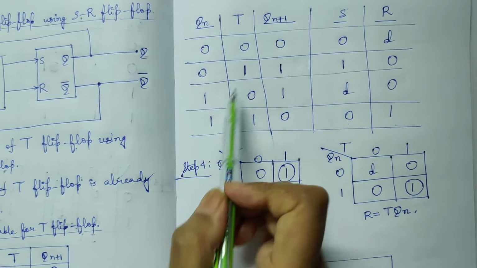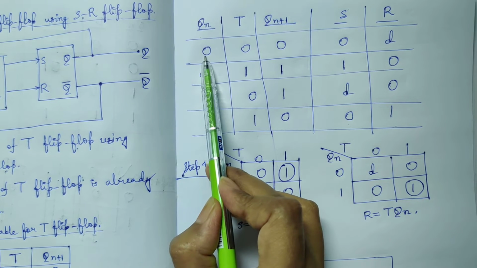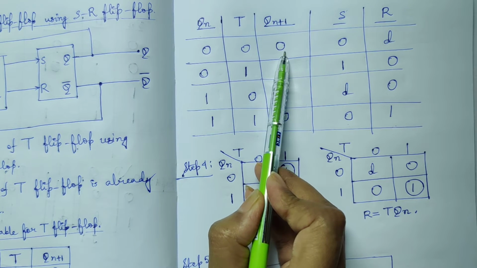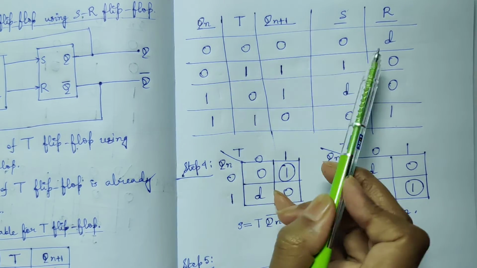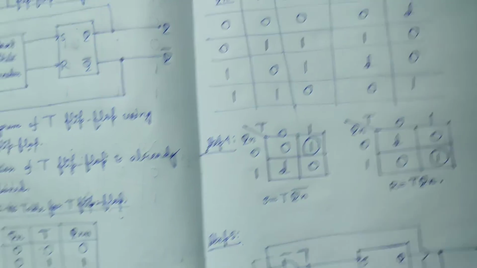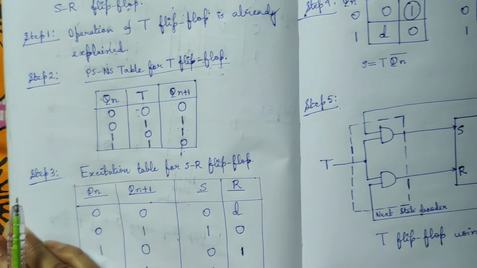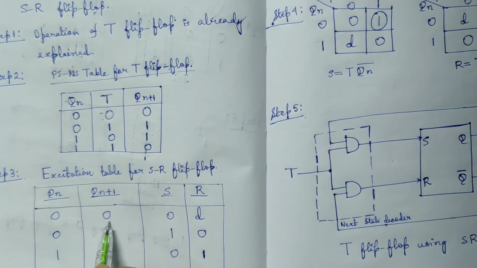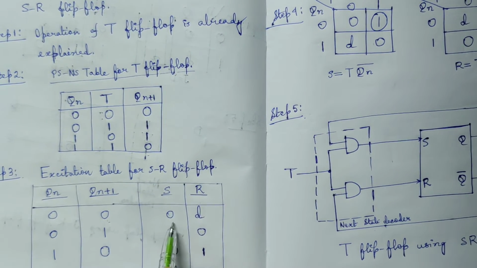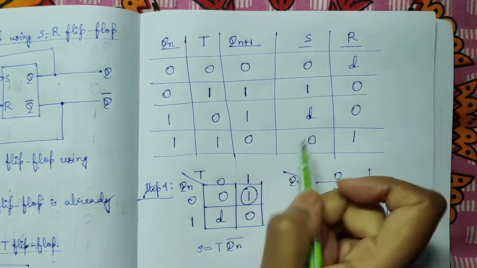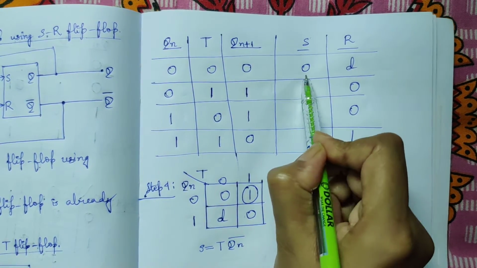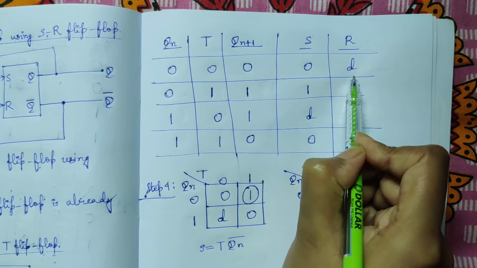Now when Qn is 0, Qn plus 1 is 0, and T is 0, we have to find the values of S and R from the excitation table. From the excitation table, when Qn and Qn plus 1 both are 0, then S is 0 and R is don't care. So we will write 0 under S and D under R.